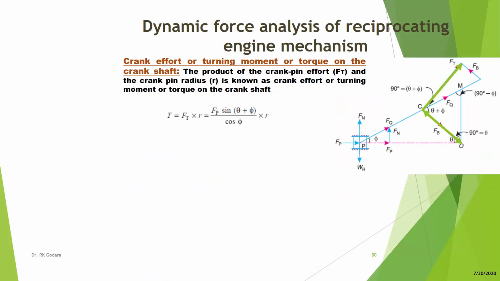So the crank effort, or turning moment, or torque on the crankshaft is given by Ft multiplied by the perpendicular distance of Ft from the crankshaft, and this perpendicular distance is R, right? So the product of crank pin effort Ft and the crank pin radius R is known as crank effort, or turning moment, or moment on the crankshaft, which is given by T equals Ft multiplied by R, and Ft we already know is Fp sine theta plus phi over cos phi, multiplied by R, and again cos phi can be written as the square root of 1 minus sine square theta over n square. So this is how we can find the torque which is taken as output on the crankshaft, and which is known as crank effort, or turning moment, or torque on the crankshaft.